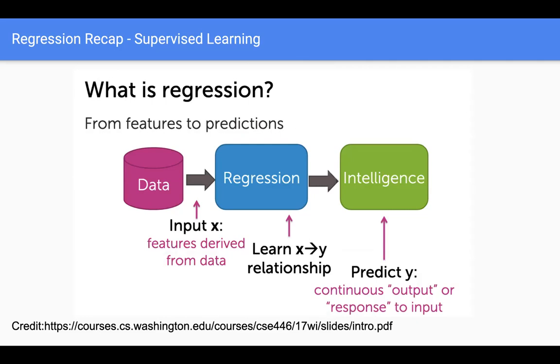So in regression, you have a set of input data. The input data has a lot of features in it, and then you have a target value which you would like to predict. The predicted value could be discrete or continuous. In this case, it's going to be a continuous output value for the regression.